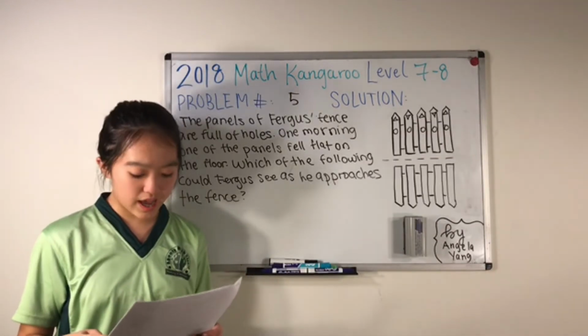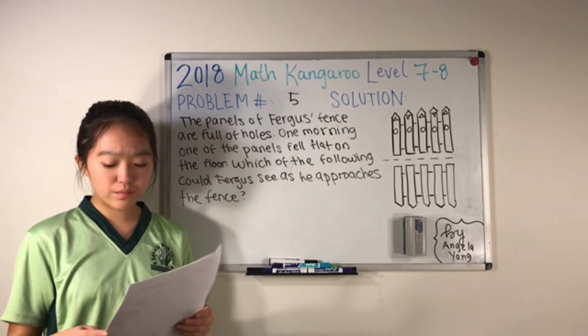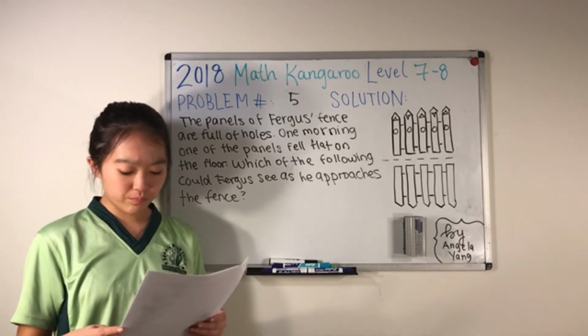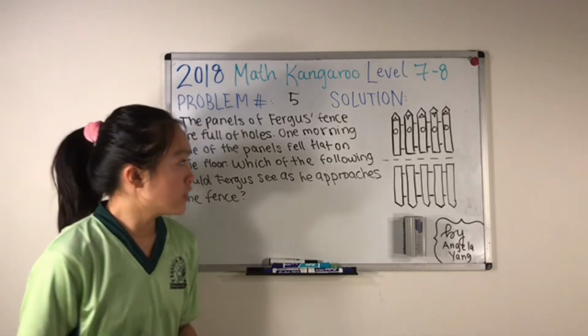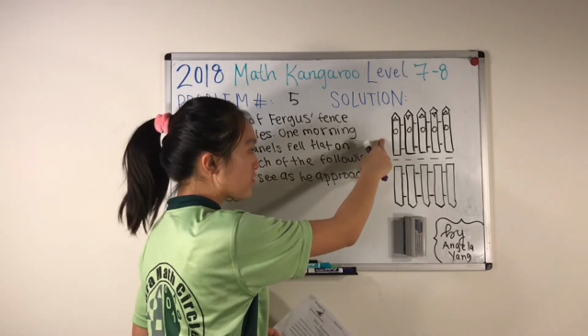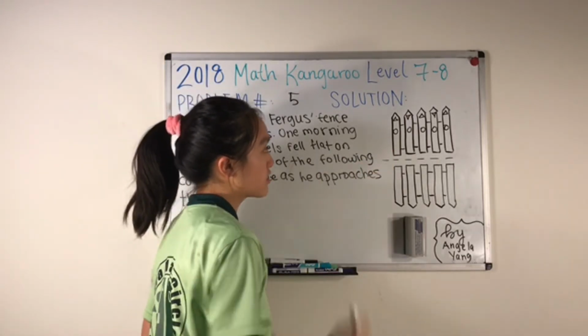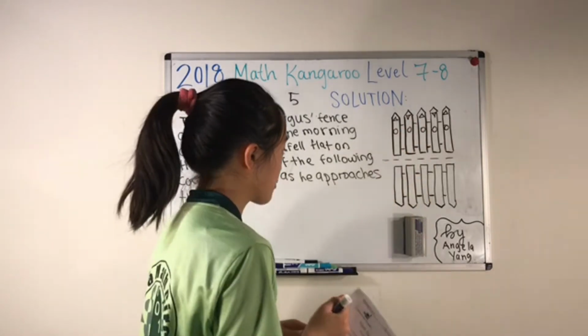Problem number 5 says, the panels of Fergus's fence are full of holes. One morning, one of the panels fell flat on the floor. Which of the following could Fergus see as he approaches his fence? So in order to solve this, we have the drawing of the fence here. And when the fence falls down, you basically reflect it across. So let's first reflect all of its contents across.